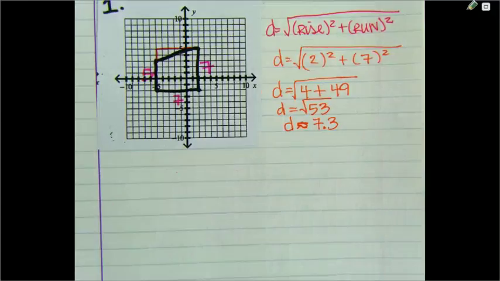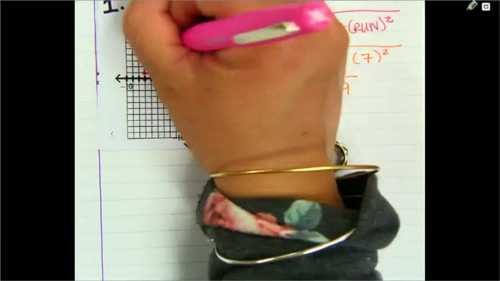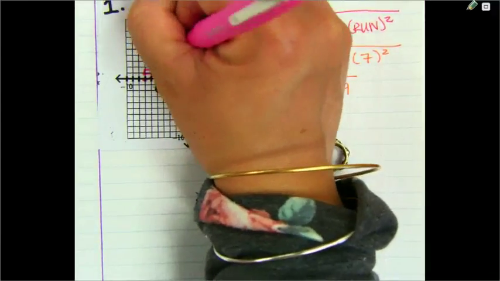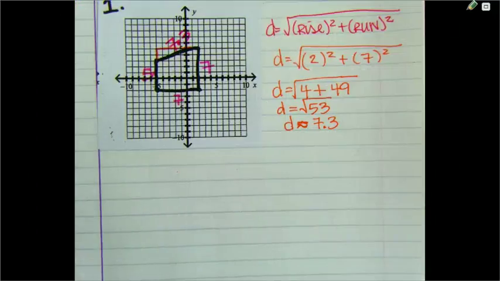Yeah? Okay. 7.3. I'm going to label this as 7.3 then. All right, what can I do next? I'm not going to guide you. Why? This is all review. What do you do next?